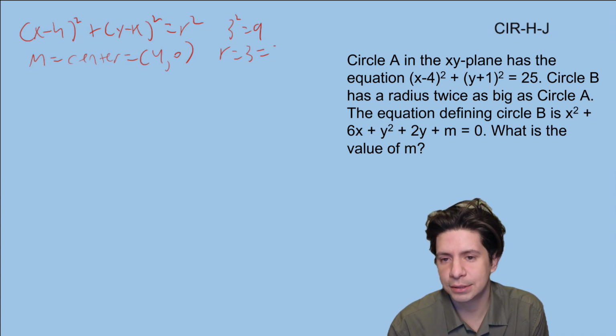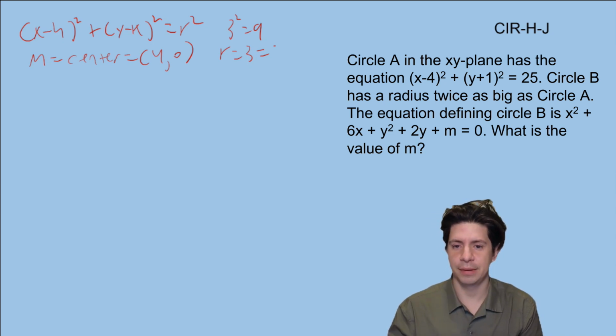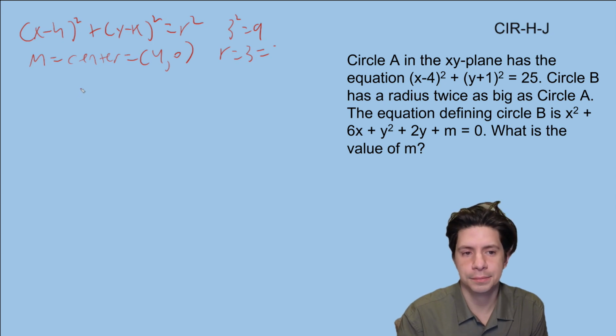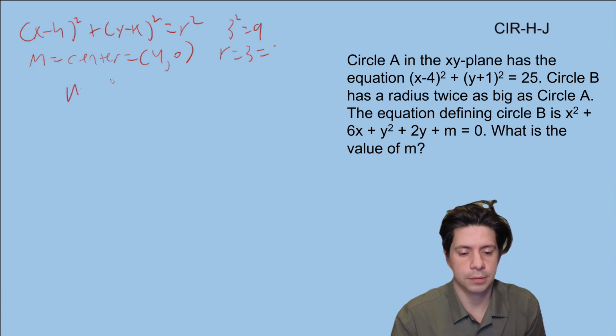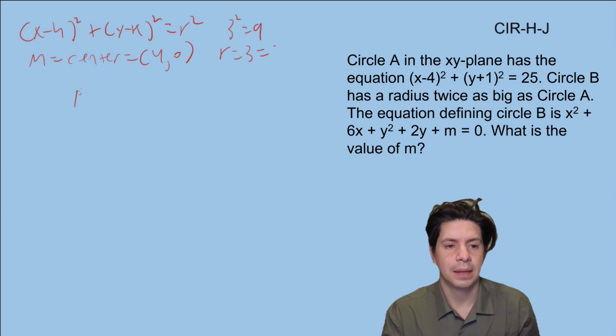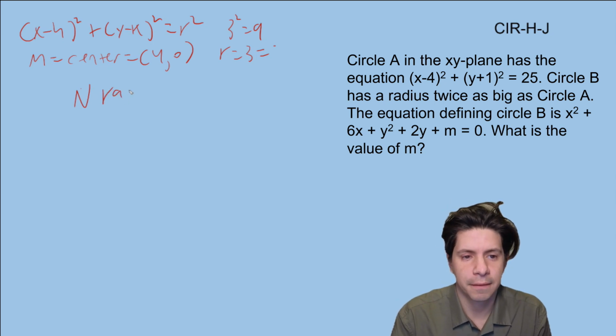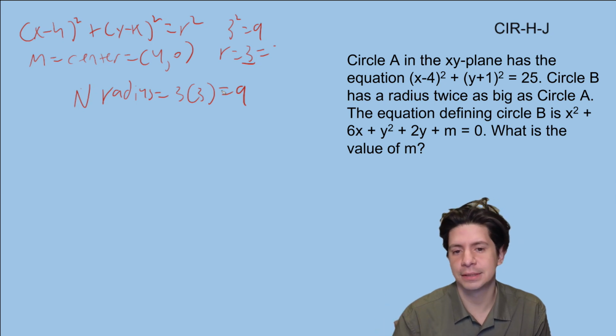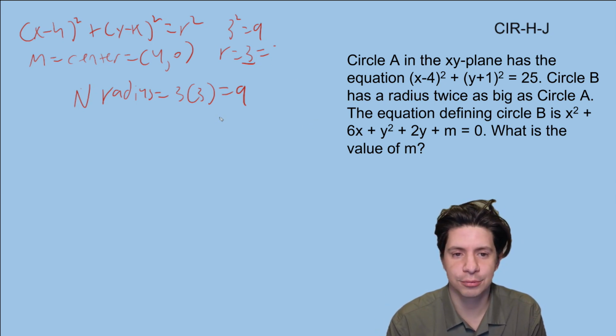So what we do with this information is we're told that the radius of circle N is 3 times as big as circle M. So we need to find this. The radius of N equals 3 times 3, from here. So it equals 9. Now you need to be careful though, because a lot of people will put 9, but the answer would be 9 squared.